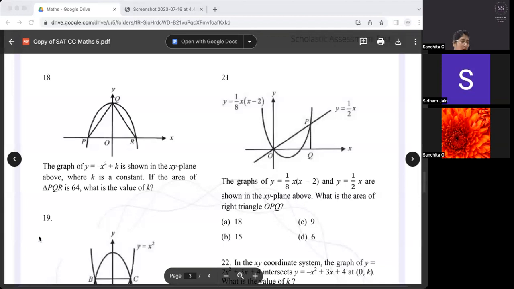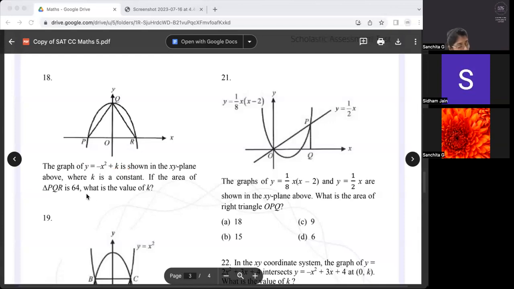So over here I have two lines and one curve, a downward sloping curve. They have given the equation of the curve: minus x square plus k, where k is a constant. The area of triangle PQR is 64, the entire bit, and I have to find the value of k. A little tricky question this is.